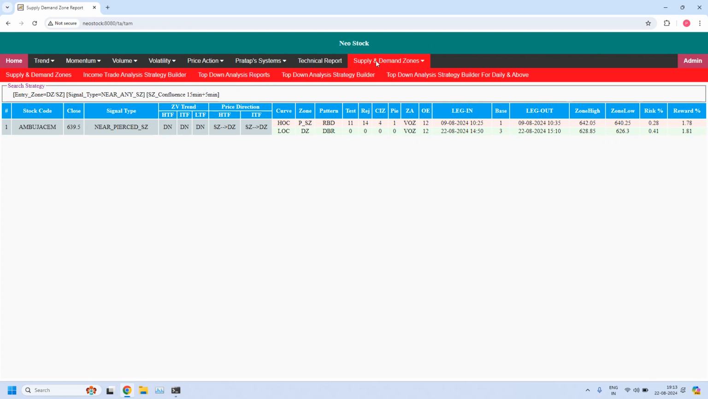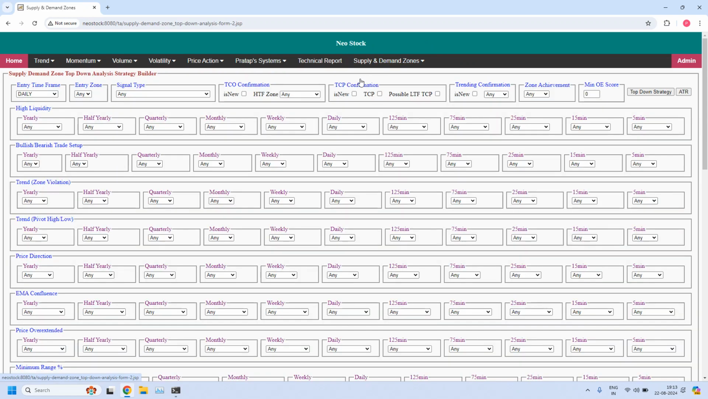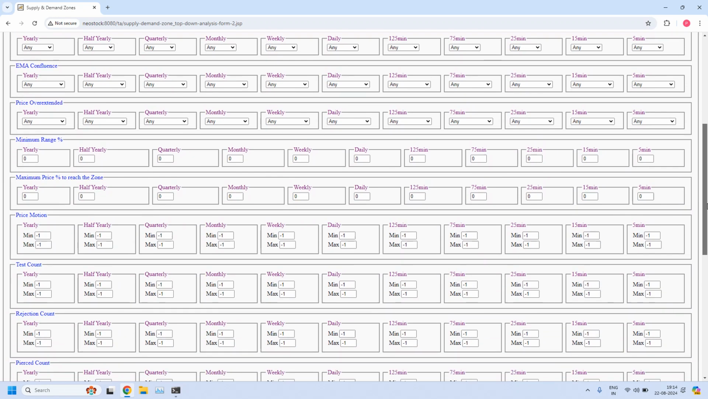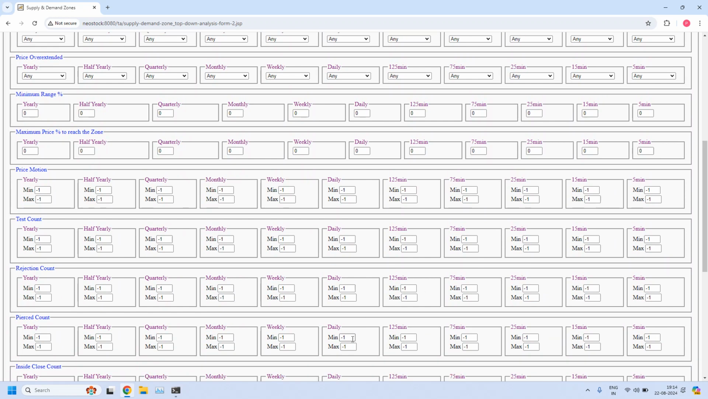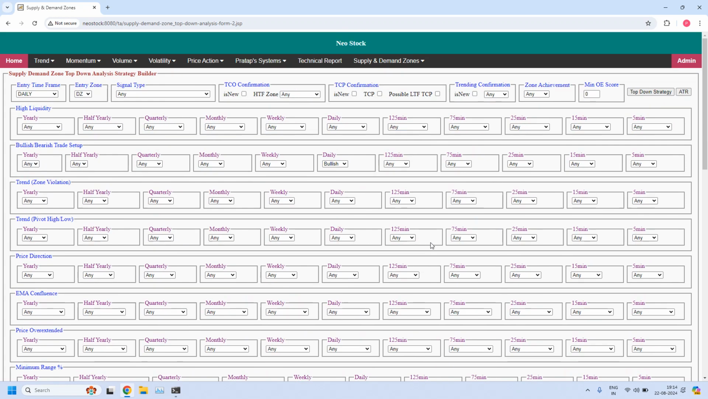Now let us generate bullish and bearish trade setups for all the 4 income trades, that is monthly, weekly, daily and hourly. First, let's start with the monthly income trade bullish trade setup. Entry time frame is daily, entry zone is demand zone. In bullish or bearish trade setup at daily time frame, I am selecting bullish. The daily demand zone should not be pierced. So that's why in the daily time frame I am setting minimum value 0, maximum value 0. That means the zone is not pierced.